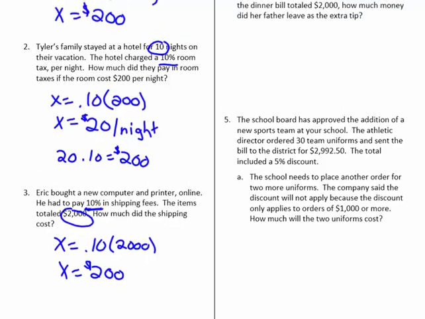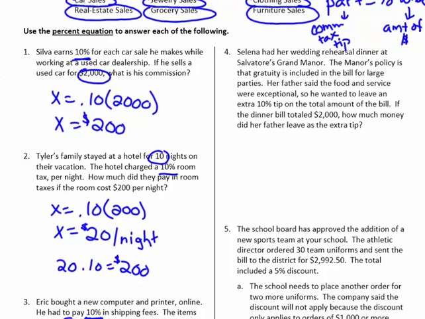All right, let's try some more over here. Selena had her wedding rehearsal dinner at Salvatore's Grand Manor. The Manor's policy is that gratuity, which is another name for tip, is included in the bill for large parties. Her father said the food and service were exceptional, so he wanted to leave an extra 10% tip on the total amount of the bill. If the dinner bill was $2,000, how much money did her father leave as the extra tip? So again, we're looking for the part. So we have 0.10 times $2,000. So $200.